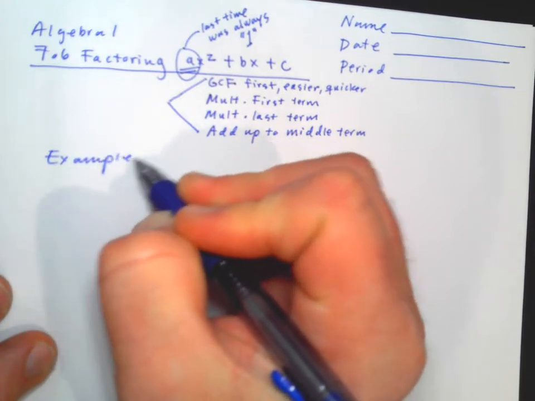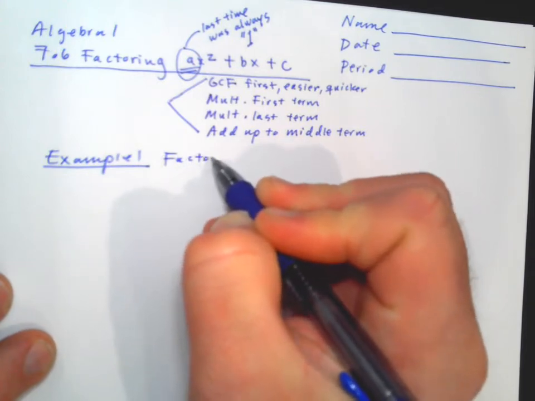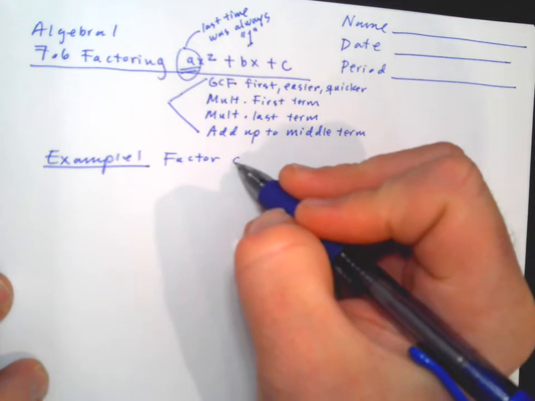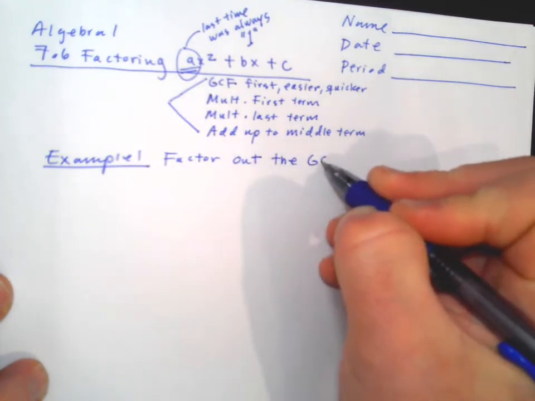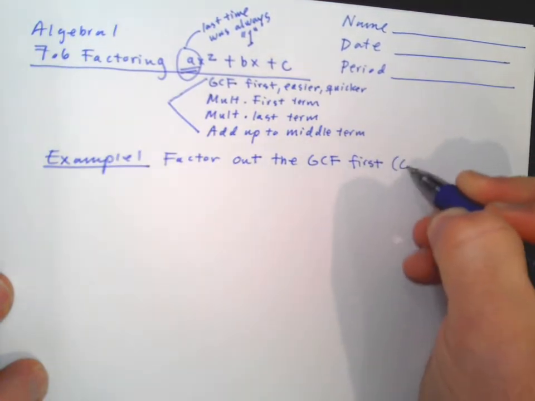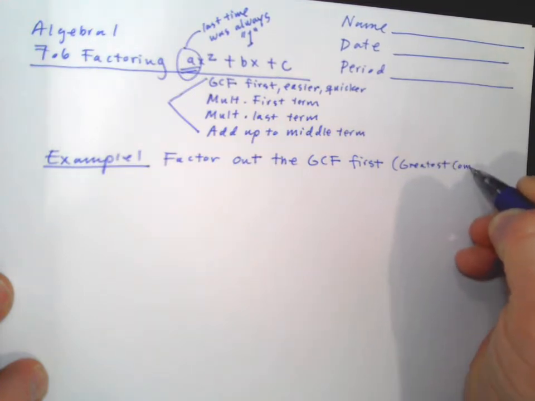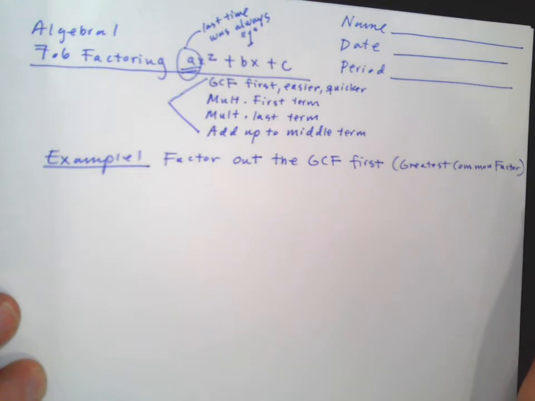So example 1, the directions will be to factor, which will be pretty much all the problems. And on these ones, we're going to factor out the GCF first. Now remember, GCF is greatest common factor. So greatest would be biggest. Common means they all have it. And factor is something you multiply out.